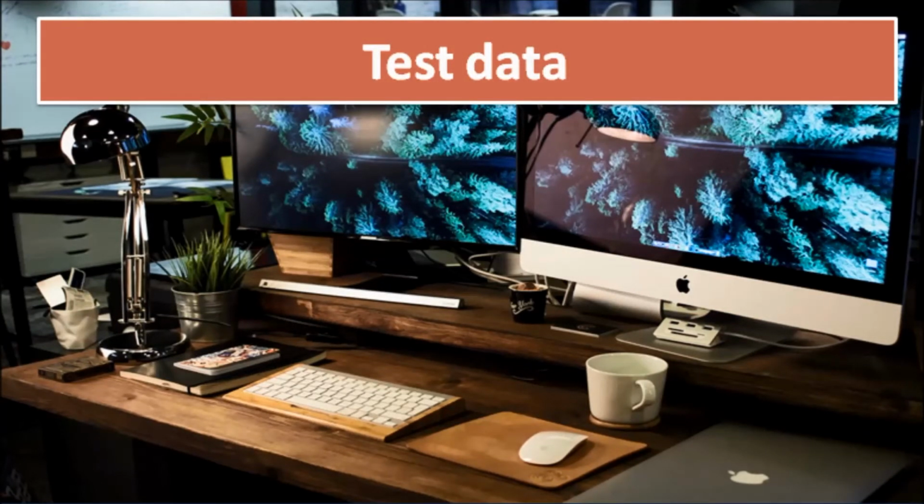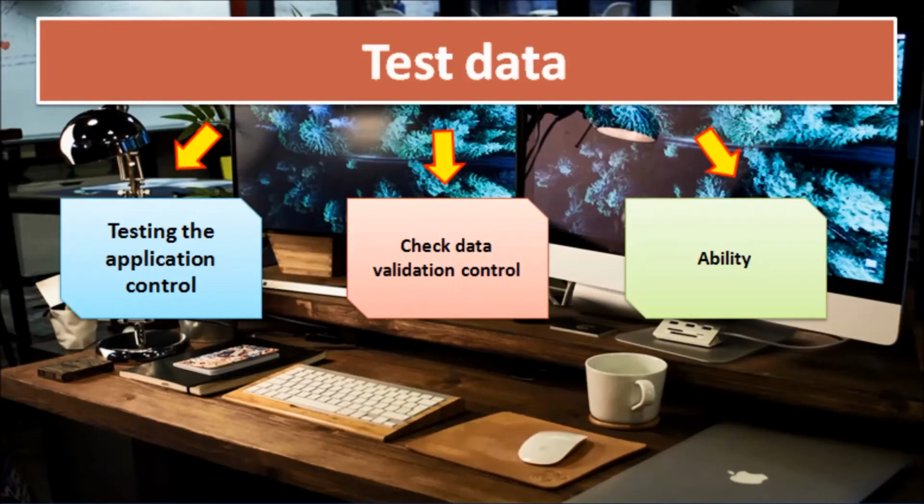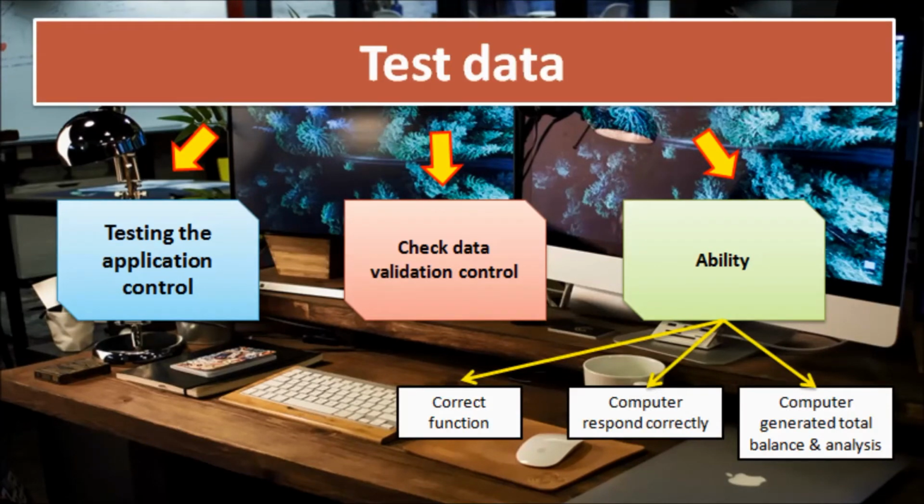While the third is test data. Test data is the development of imaginary data by the auditor that is subsequently processed using the client's computer system. Results obtained are then compared with predetermined results. It is used by the auditor during tests of controls. Its abilities include that it can verify the correct functioning of a program, can ensure the computer responds correctly to deliberate errors in data, and can verify computer-generated total balances and analysis.